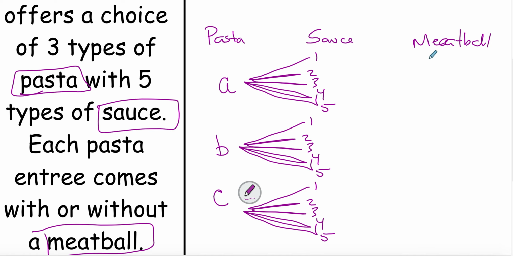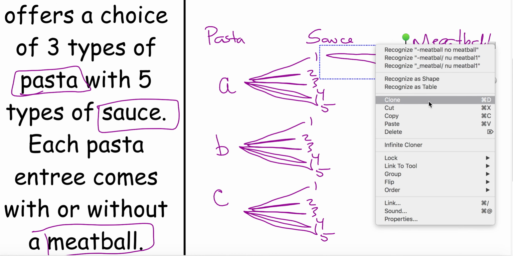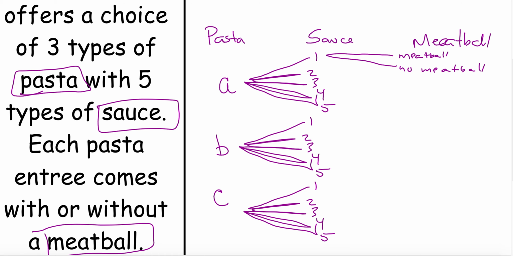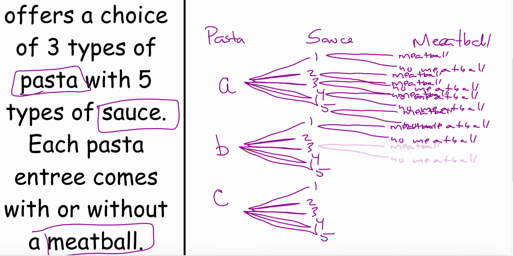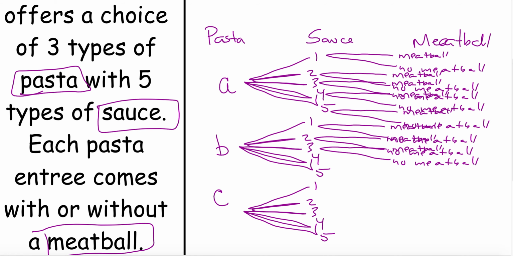From there, I can have meatball or no meatball. So the answer here is going to either be meatball, no meatball. So there are 2 choices here. And we're going to see if we can do the same thing. It's going to become crowded on each other, but we'll do what we can. So that's going to go here, and there, and there, and there, and so on and so forth. I might have to move that one up a little bit.